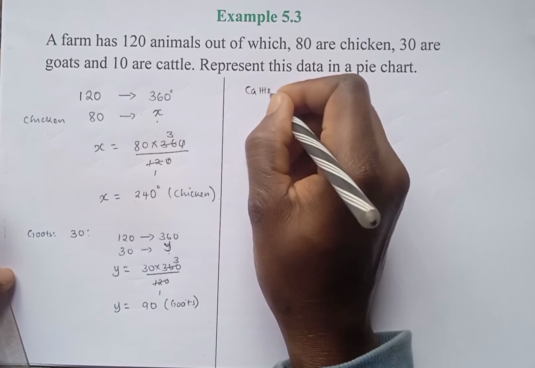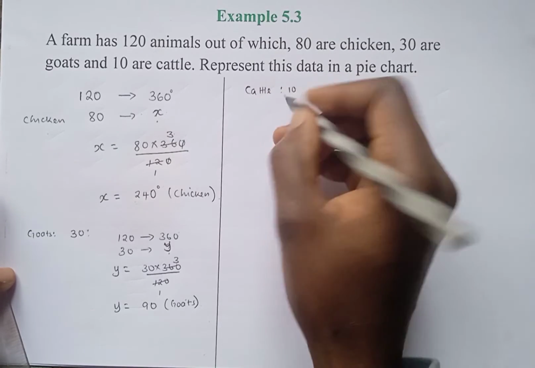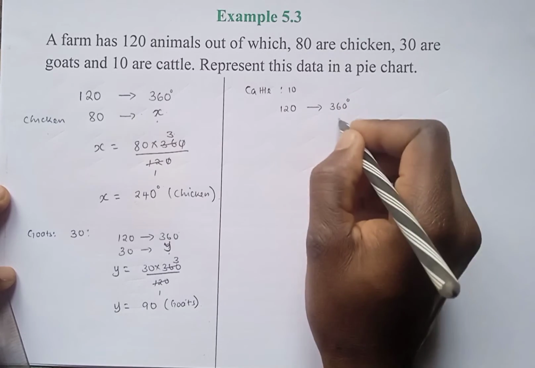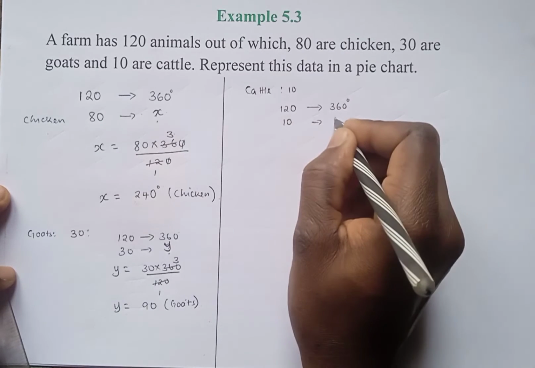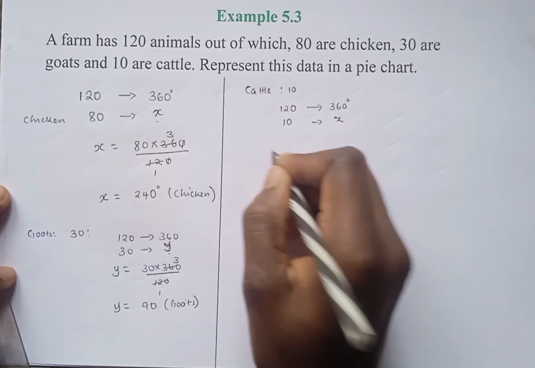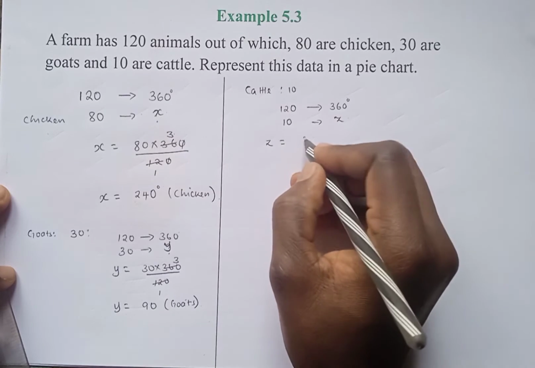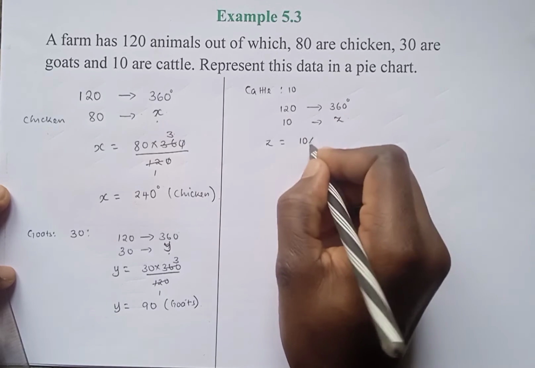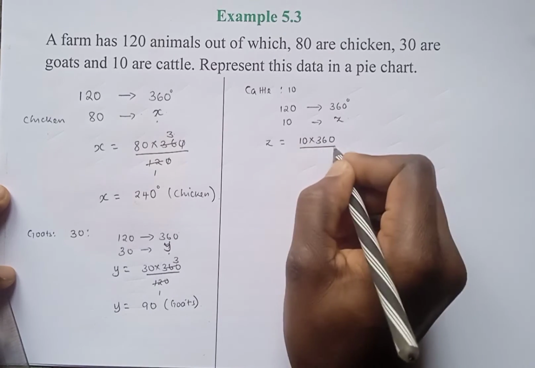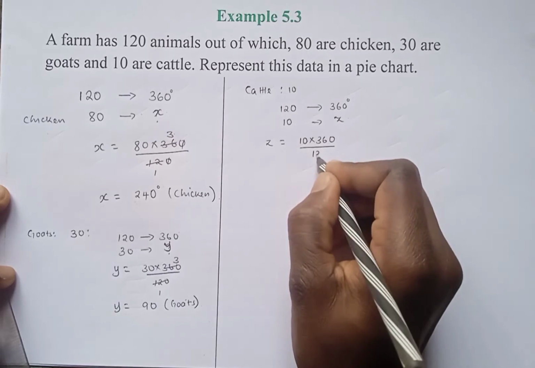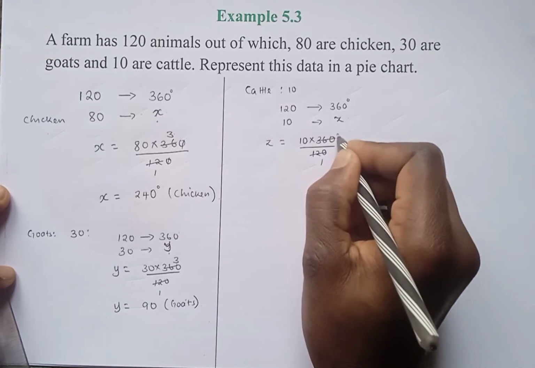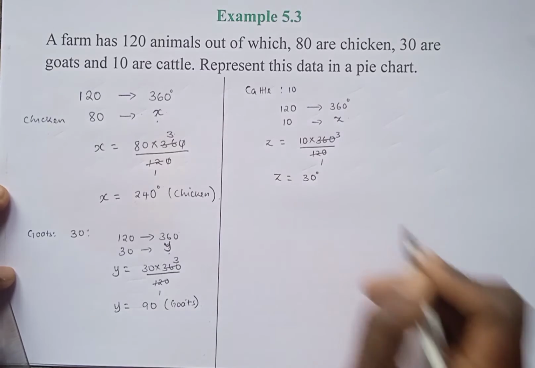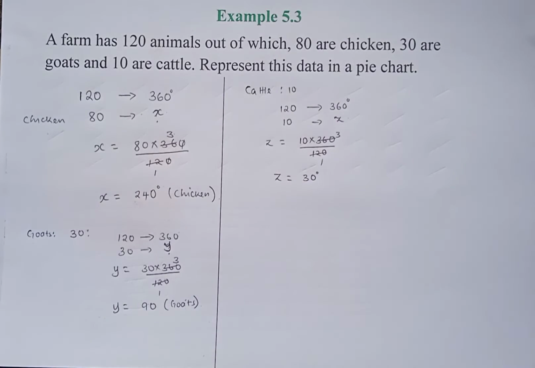Then the next one is cattle, and cattle are 10. We do the same process, 120 animals to represent 360 degrees. What about 10 animals? So to get the angle representing the cattle, we will cross multiply, so it is 10 times 360 over 120. So we cancel by 12, 1 by 12, 3. So the angle to represent cattle is 30 degrees.